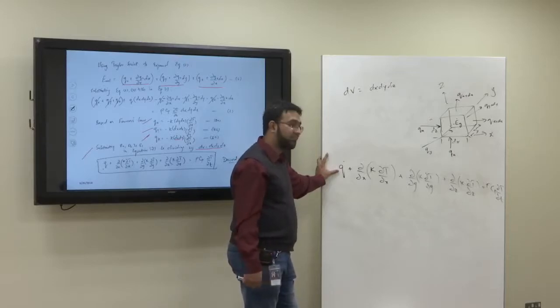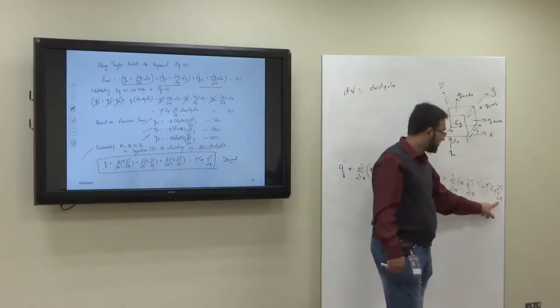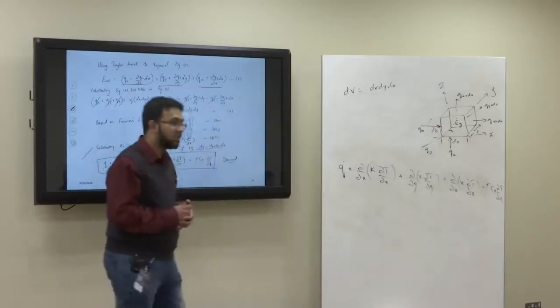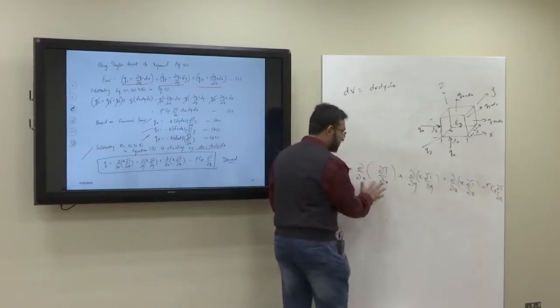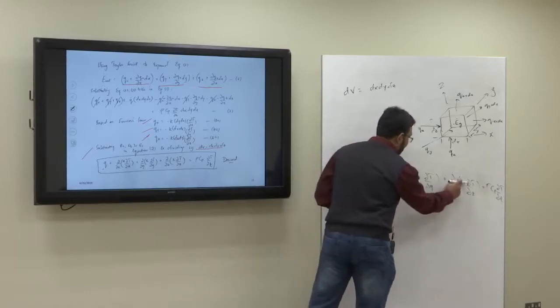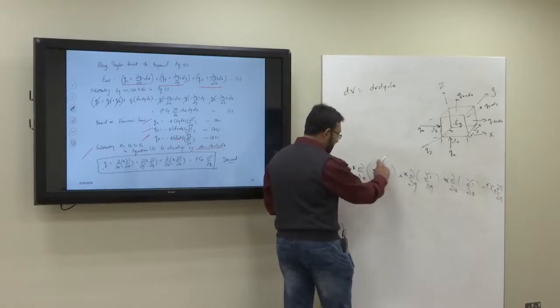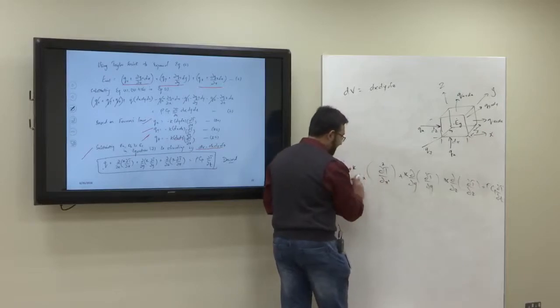If the problem is steady, then the whole unsteady term is 0, because ∂T/∂t becomes 0. There is no change with time. Is that clear? If it is isotropic material, then K will come out. So this K will come here, this K will come here, and this K will come here, and then it becomes ∂²T/∂x², because ∂/∂x into ∂T/∂x gives ∂²T/∂x².